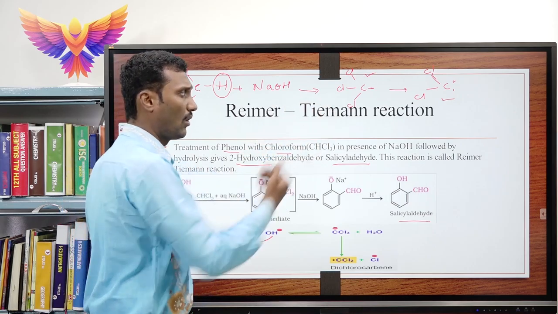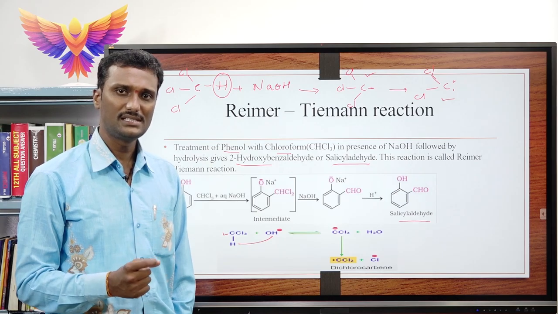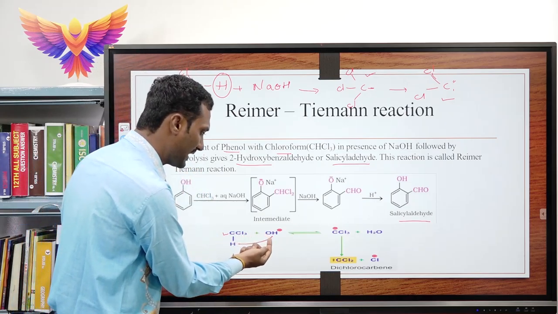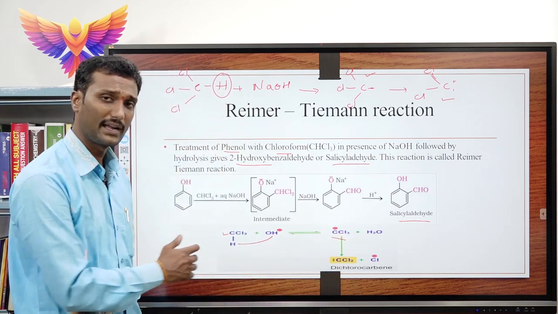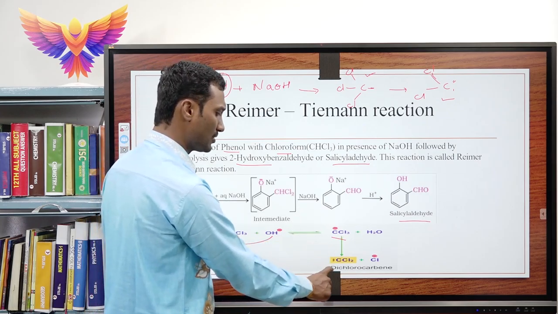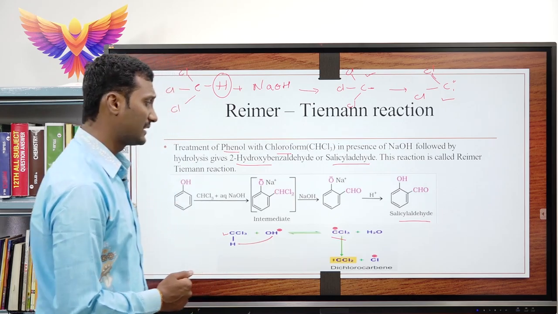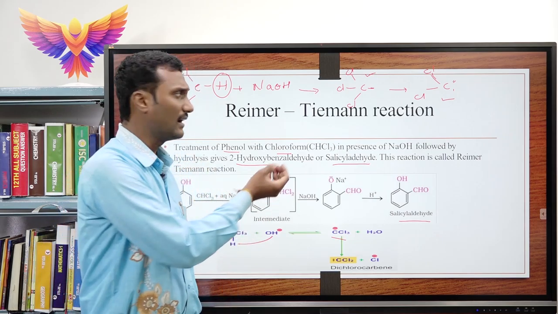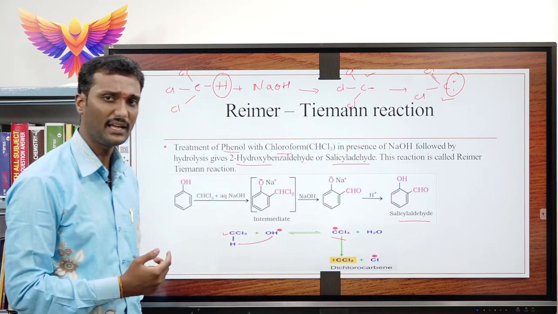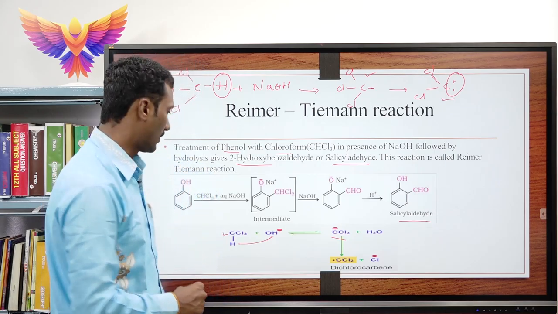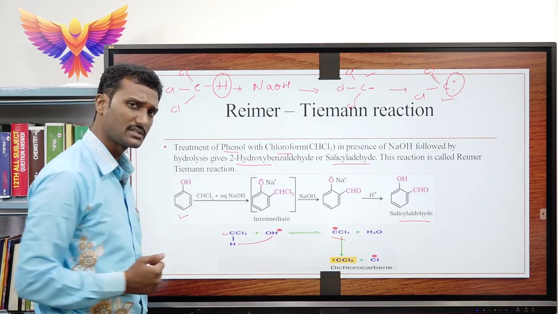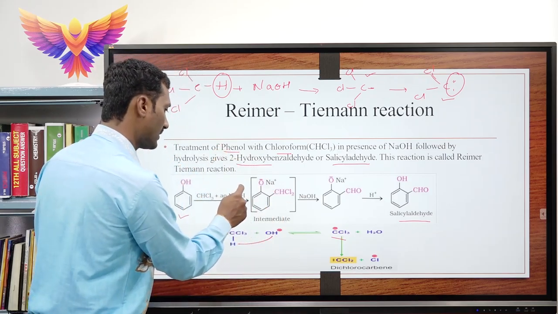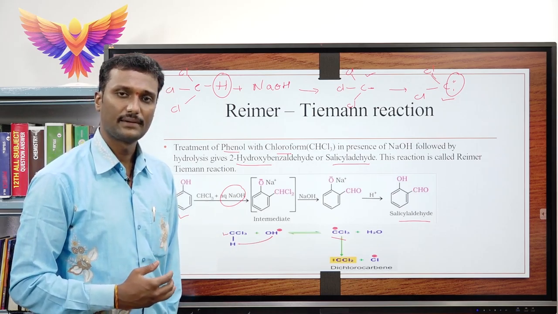In this reaction, the dichlorocarbene is the very reactive species which carries out the reaction to give salicylaldehyde. Here I showed that chloroform reacts with a base to give the trichloro species, which immediately undergoes alpha elimination to form dichlorocarbene and water. Now the dichlorocarbene has a lone pair of electrons, so it should react where there are fewer electrons. Of course here the phenol initially forms a phenoxide ion. Even the sodium hydroxide converts phenol into the phenoxide ion.